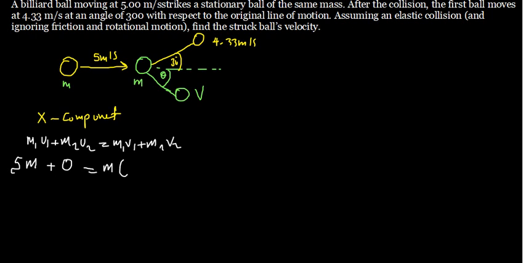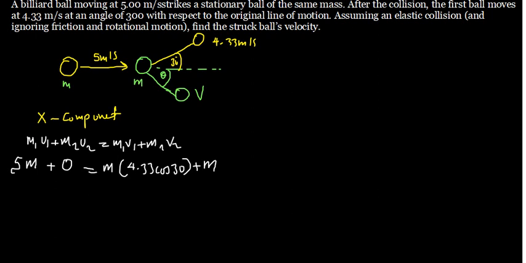And then v1, now remember this is in the x direction, so we need to find the x component of this velocity for the first ball, which is in yellow. That is actually 4.33 cosine of the angle, which is 30, and then plus m2, that is going to be just m.